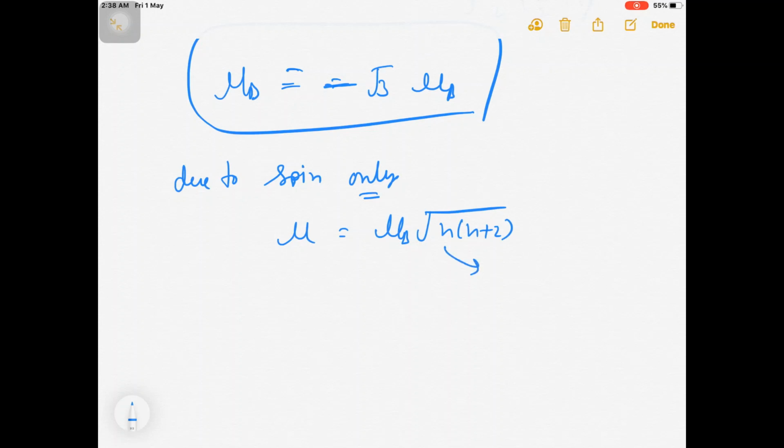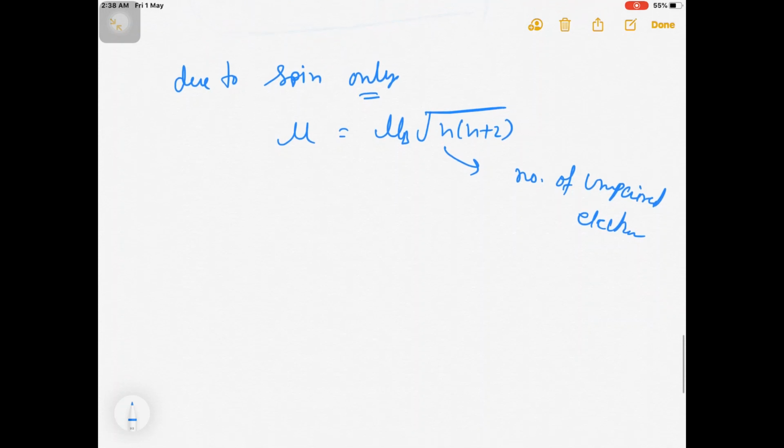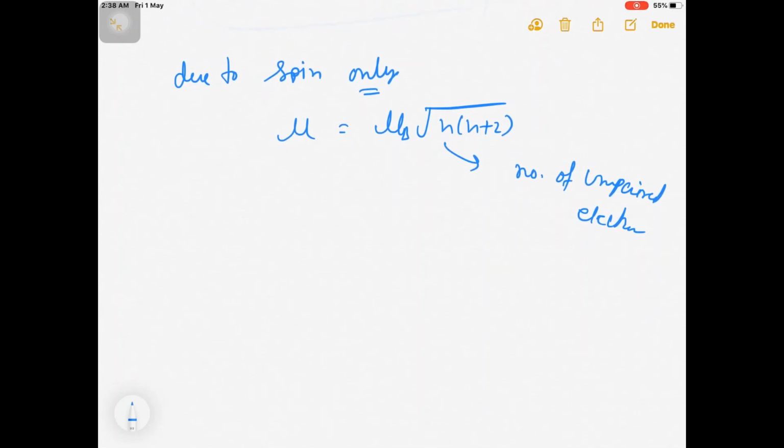And here n is nothing but the number of unpaired electrons, but here I'm going to give a general formula for magnetic moment, which includes orbital motion as well as spin motion for any type of atom, and this is given by mu j vector. You can put a mod sign.